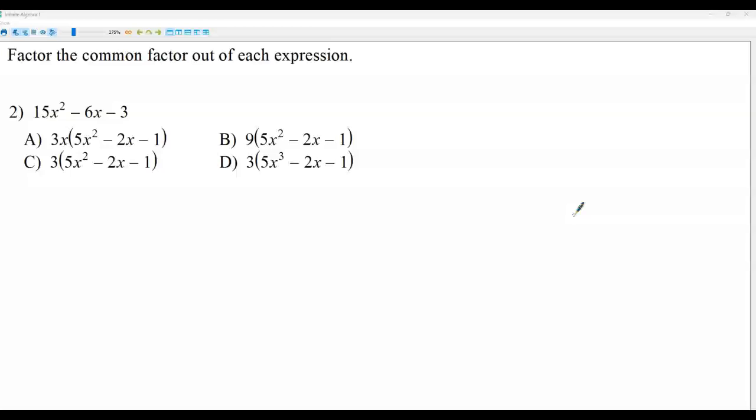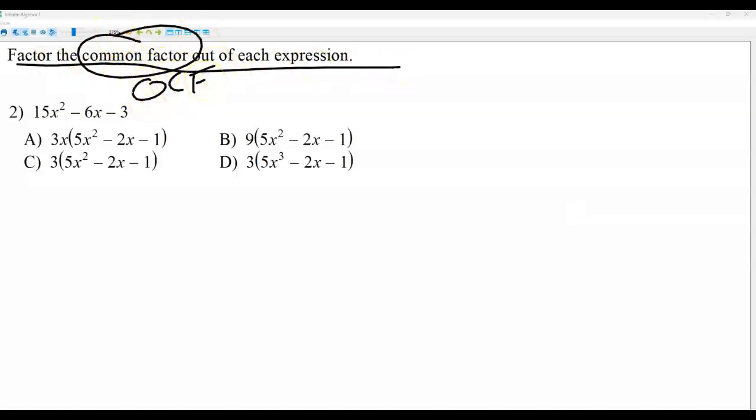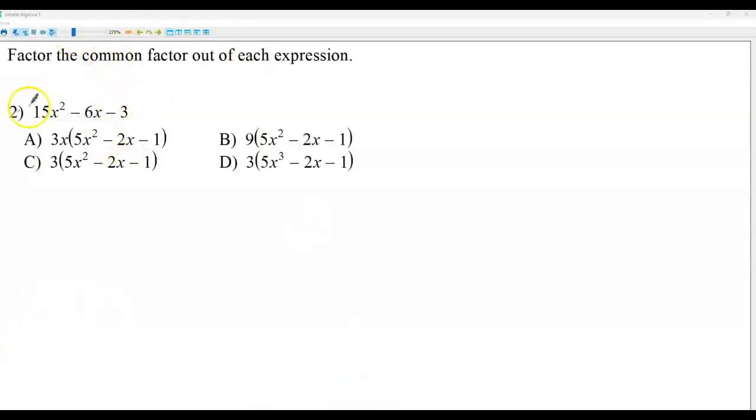So the first question here, number 2, is asking us to factor out a common factor. In other words, we're just going to be looking for a GCF here, right? Usually when you're factoring, if it doesn't say that, you want to start with a GCF and go further. But with this problem, we're just going to do a GCF. So no need to go beyond that.